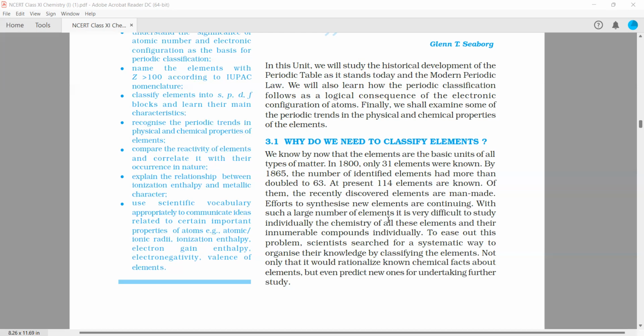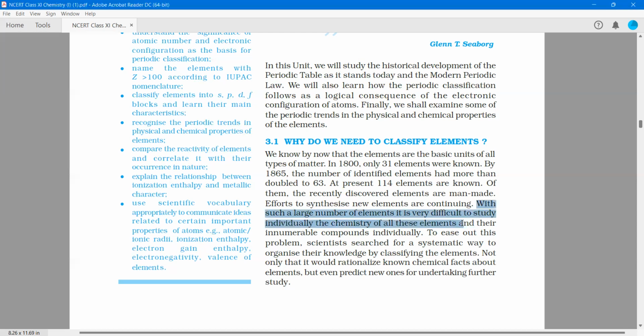So to ease out the problem, it is very difficult to study the chemistry of the elements individually. As I told you, to study 114 elements and to know each and every property of all the elements is very difficult.